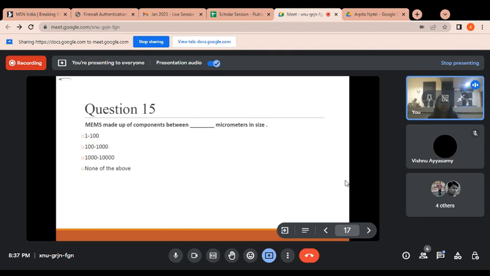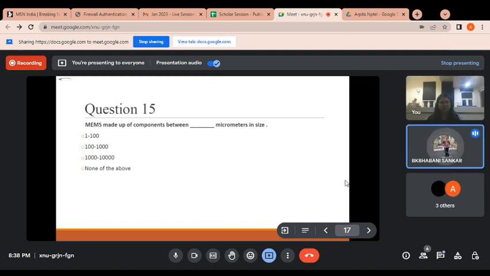So we are moving towards question number 15. This question is also directly taken from the lecture video. MEMS are made up of components between which micrometer size: 1 to 100 micrometer, or 100 to 1000 micrometer, or 1000 to 10,000 micrometer, or none of the above? Ma'am, option A, ma'am. Option A. Yes, ma'am.